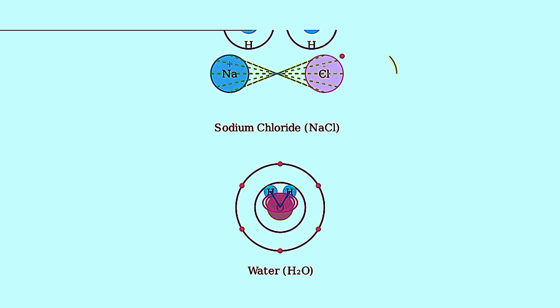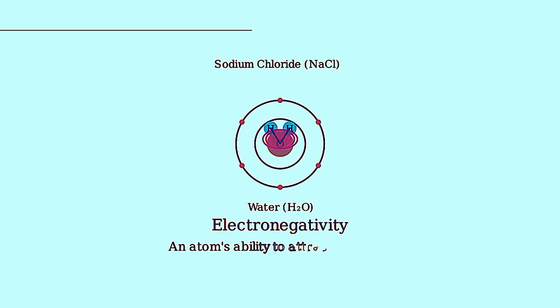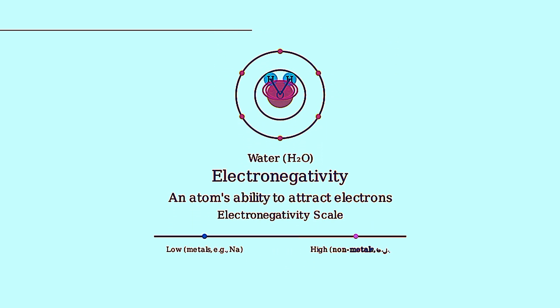What determines whether atoms will form ionic or covalent bonds? The answer lies in electronegativity. Electronegativity is an atom's ability to attract electrons. When there's a large difference in electronegativity between atoms, they're likely to form ionic bonds through electron transfer. When atoms have similar electronegativity values, they tend to share electrons, forming covalent bonds.